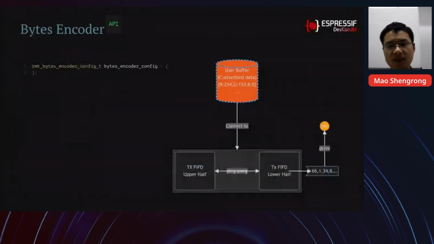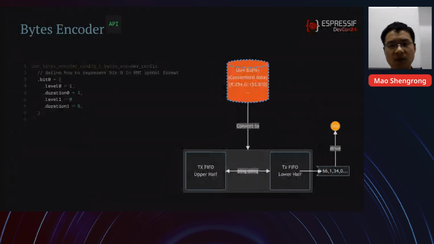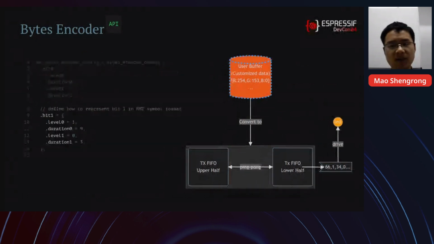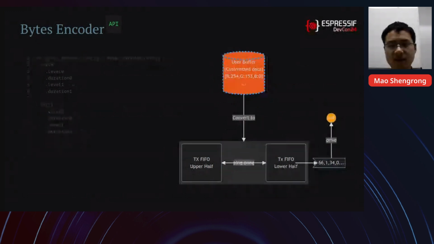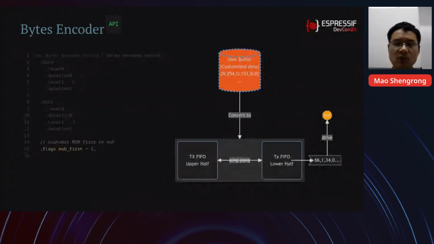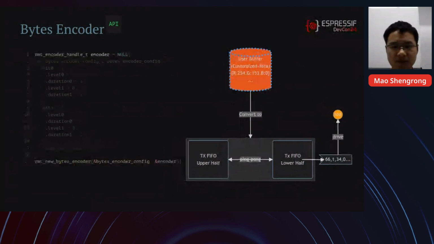Next, let's delve into the concept of the bytes encoder. To create a bytes encoder, follow these steps. Define the representation of bit 0 in the RMT symbol format. Similarly, define the representation for bit 1. Decide whether to transmit the most significant bit or least significant bit. Finally, obtain the encoder handle by calling the create function.